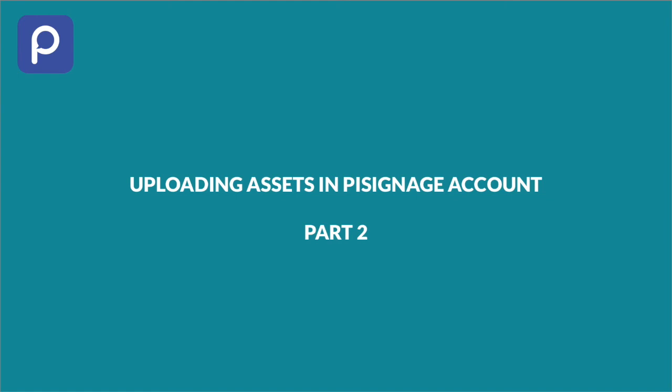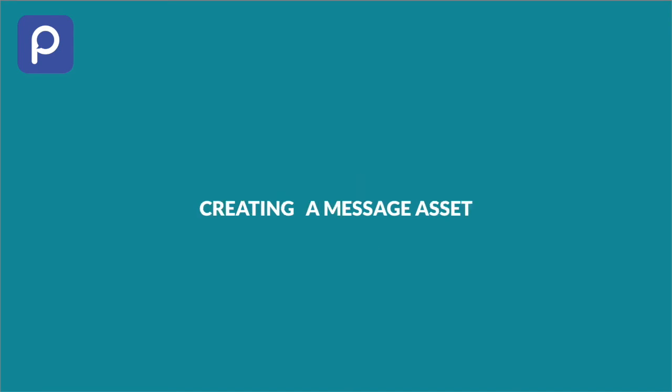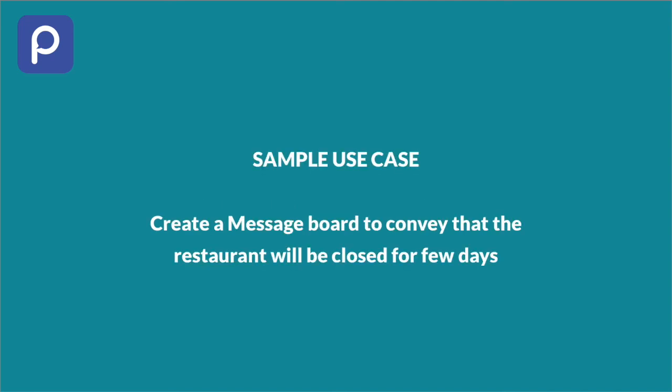This is the second part of the video on different types of assets in PySignage. In this video, we will see how to create a message asset in PySignage. Once created, it can be used like any other asset in a playlist. Message asset helps you create a message board instantly for conveying information. Let us understand more about this asset type by creating a sample message asset.